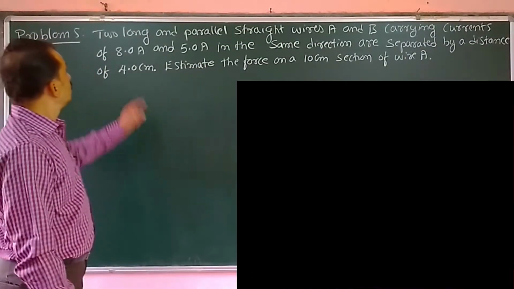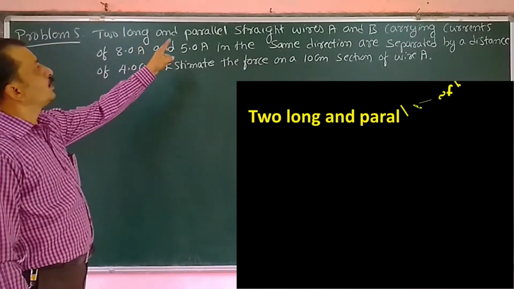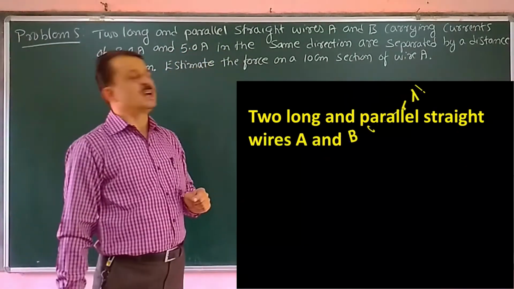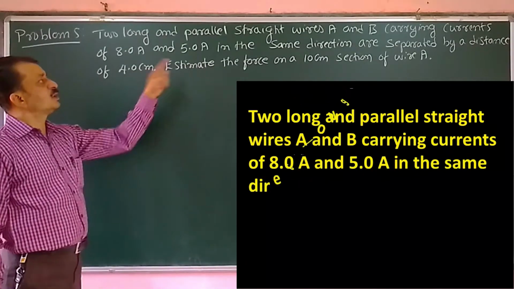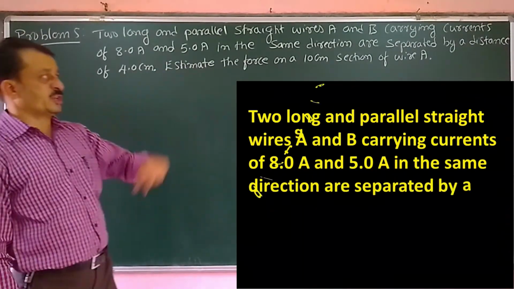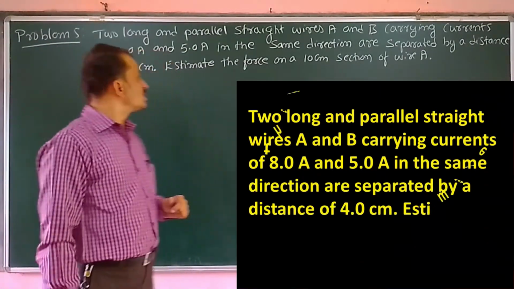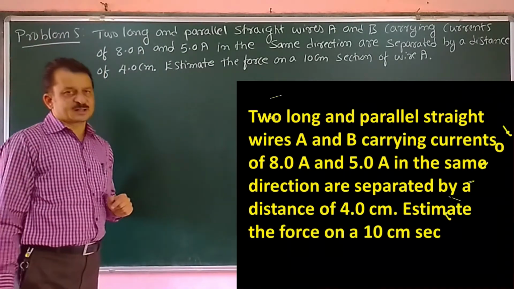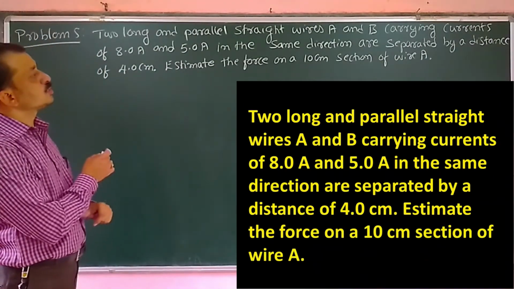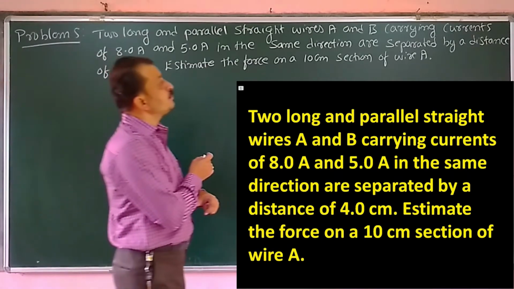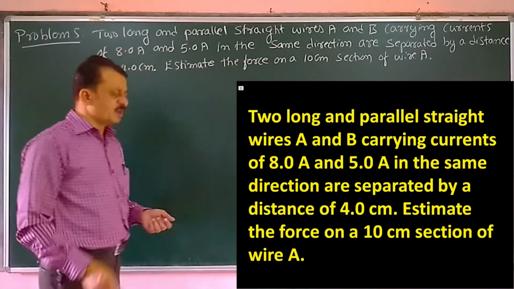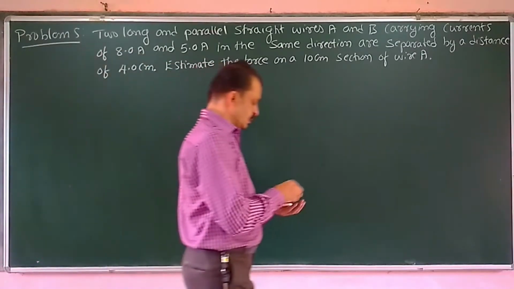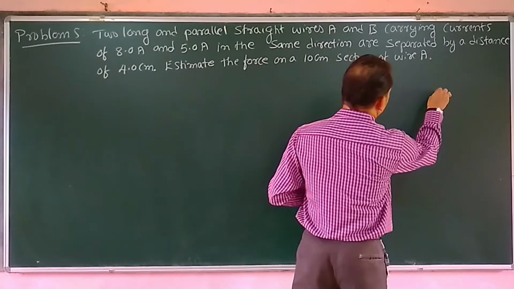Next problem. Two long and parallel straight wires A and B carrying currents of 8 amps and 5 amps in the same direction are separated by a distance of 4 centimeter. Estimate the force on a 10 centimeter section of the wire A. Now it is the case of parallel currents.